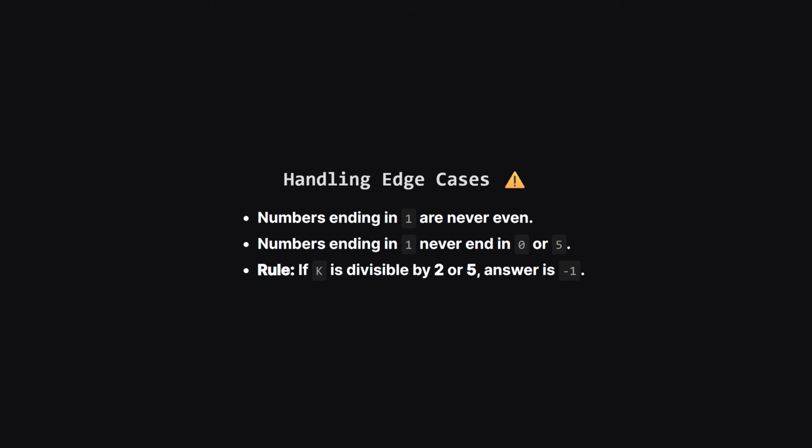Before we jump into the code, let's think about when this is impossible. Our number n is made only of ones. This means the last digit is always 1. Can a number ending in 1 ever be divisible by 2? No, because it's always odd. Can it be divisible by 5? No, because multiples of 5 end in 0 or 5. So if our input k is a multiple of 2 or 5, we can immediately say it's impossible and return -1. This is a crucial observation.